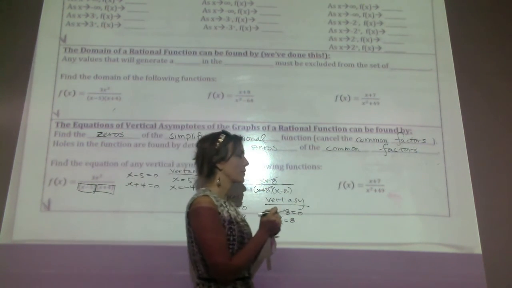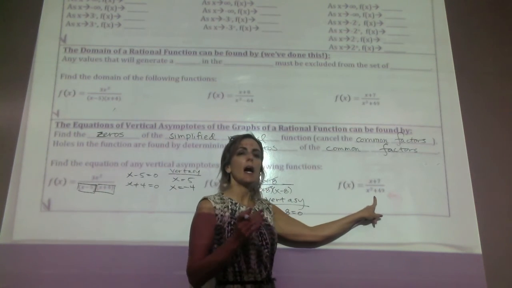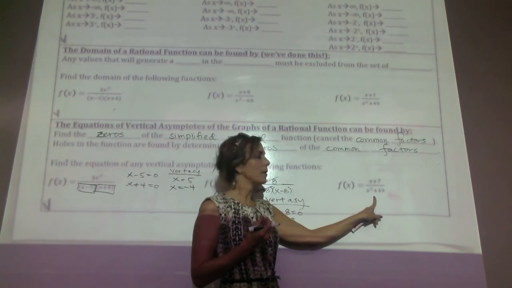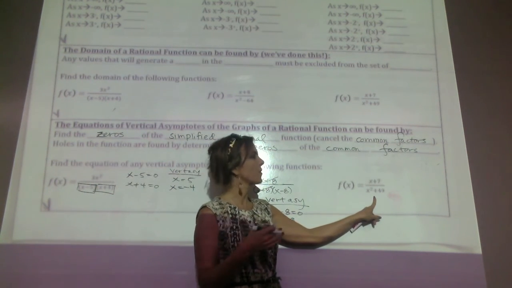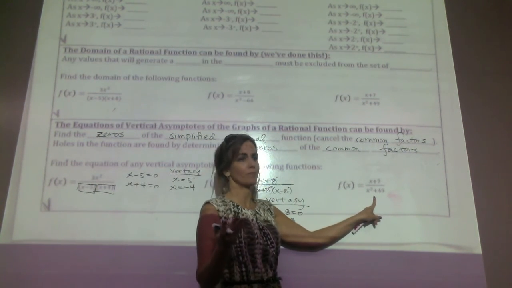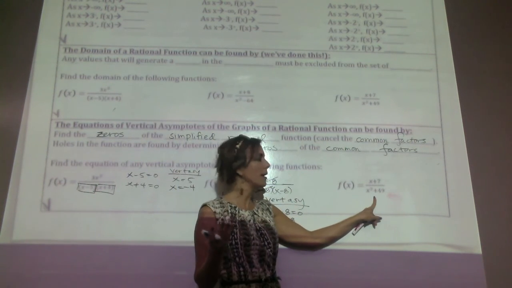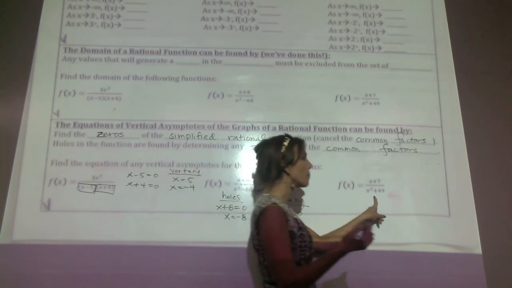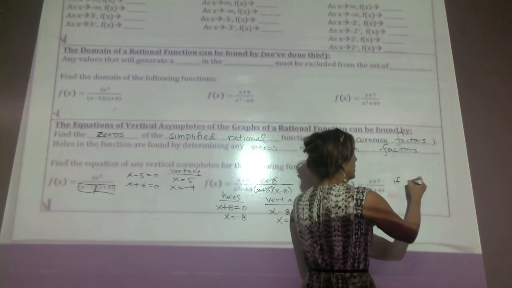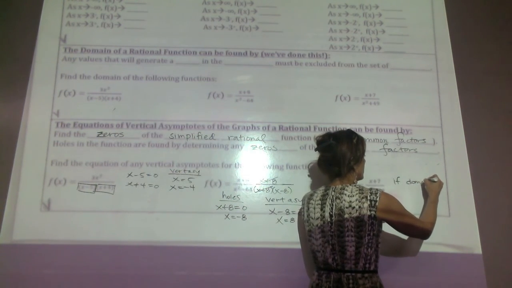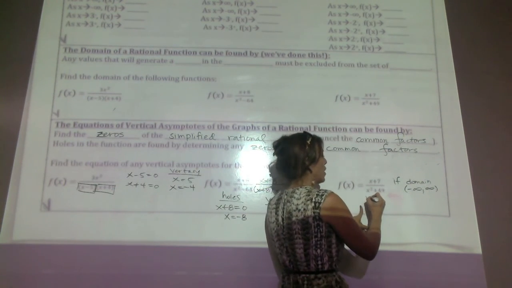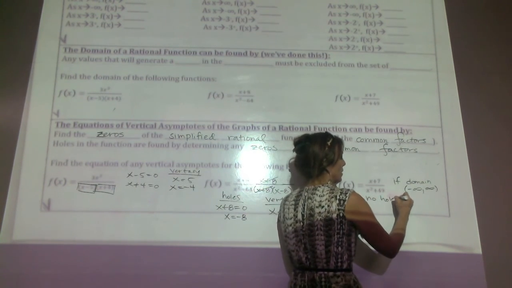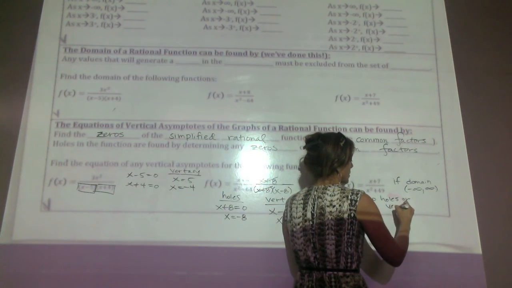The last example over here, remember, what did we exclude from that set of all real numbers here? Nothing, right? Remember, we ended up with some imaginary things, which is not in the set of all real numbers anyway. So if your domain is all real numbers, then there are no holes or vertical asymptotes.